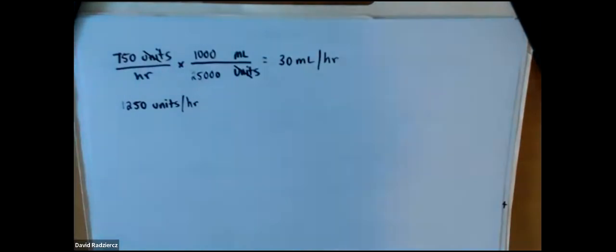So for number 23, I'll even set it up the way you just said it. My order is 1,250 units per hour, or I can't remember what you said, but the starting point. Always start with the infusion rate.